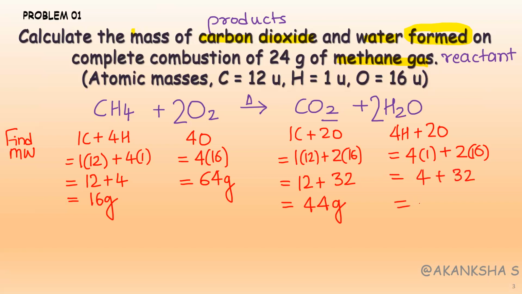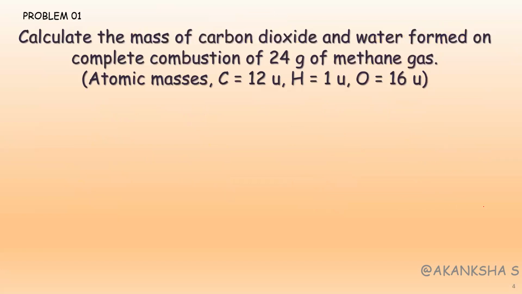What have we calculated over here? We have calculated a basic idea of the equation. Meaning when 16 grams of methane react with 64 grams of O2, we are bound to get 44 grams of CO2 and 36 grams of H2O, depending on the molecular weight. That happens to be step number 2. Let's see what happens next.